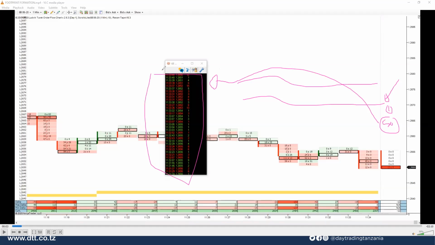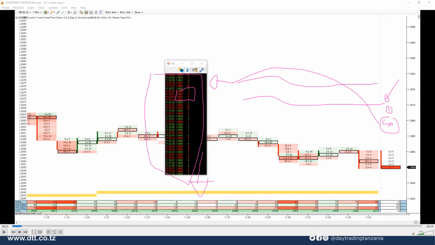Some people were using tape reading back in the days, but you had to be so fast to execute. Even today, they're still using the tape reading method, but sometimes you have to be a little bit fast to execute and see how the market is moving. Because once this goes down, you can't bring it back up. You will only be able to realize that a certain amount of trades took place at a certain level.